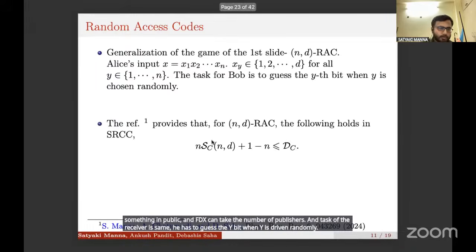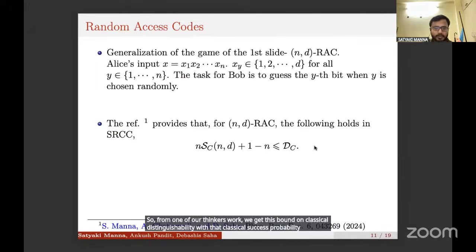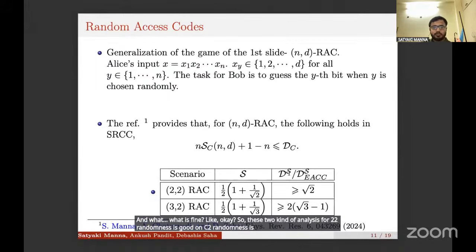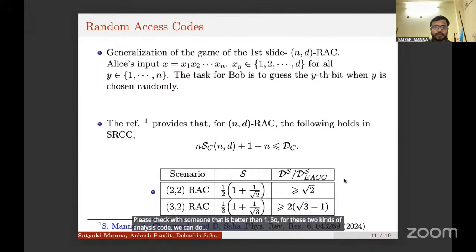So from one of our previous works, we get this bound on classical distinguishability with the classical success probability for the N-D random access code. And what we find, for these two kinds of random access codes, the 2-to-1 random access code and the 3-to-1 random access code, we calculate that this ratio, when the success metric is fixed to this value, is greater than 1. You can see that for the 2-to-1 random access code it is greater than √2, and for the 3-to-1 it is some value that is greater than 1. So for these two kinds of random access codes, we can prove the quantum advantage with the entanglement assisted protocol.